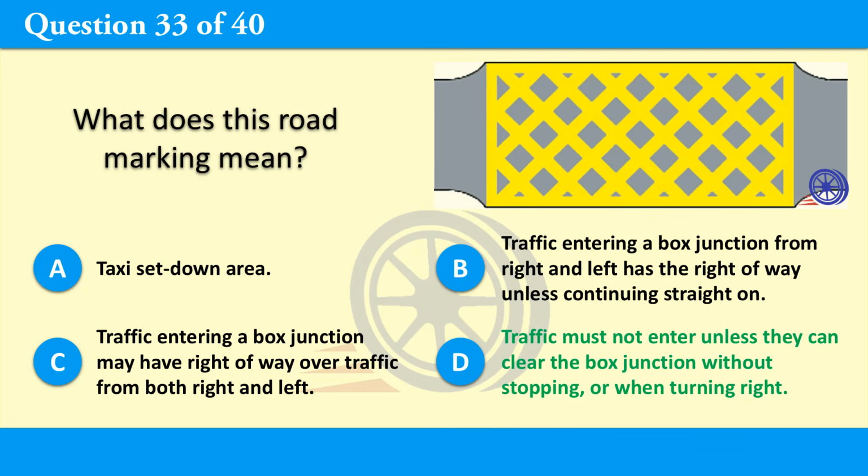Correct answer, D. Traffic must not enter unless they can clear the box junction without stopping, or when turning right. Explanation: you must not enter the yellow box junction unless you can clear it without stopping or unless you are turning right and are prevented from doing so by oncoming traffic.